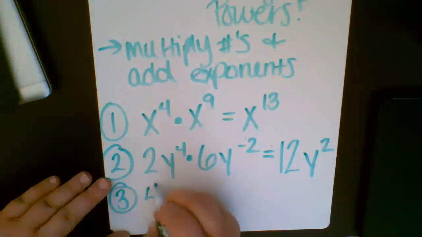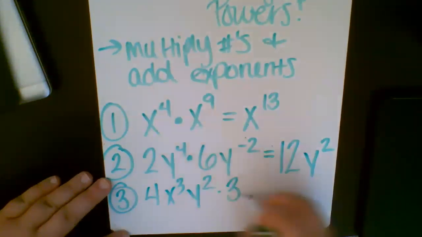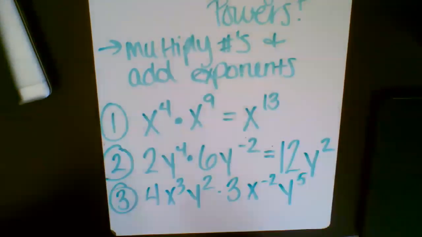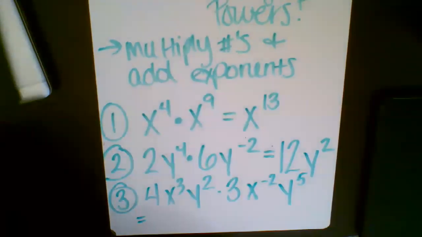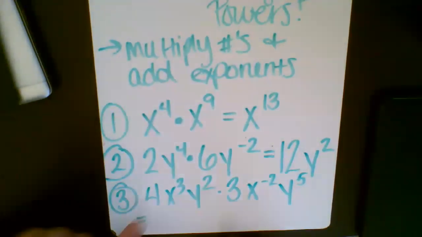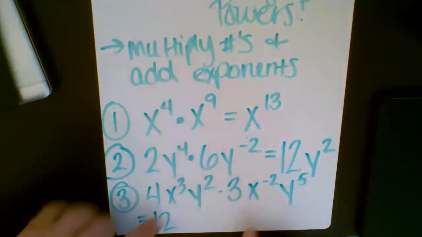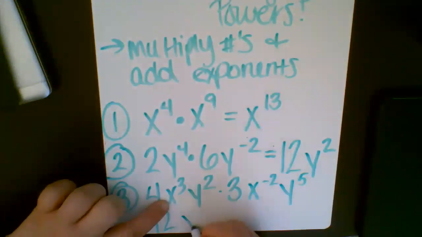Another one, 4x cubed y squared times 3x to the negative 2nd y to the 5th. Okay, we're amping up the rigor one more time here. We have x's, y's, and numbers here. But just like when we're combining like terms, we can only associate things that are the same letter with each other. So multiply the numbers. We have 4 and 3. That gets 12 again. Put x's with x's. We have 3 and negative 2. When you add those together, we get x to the 1st, or just x.